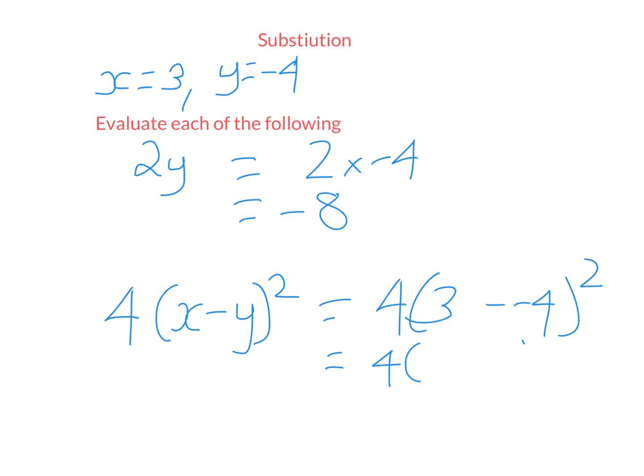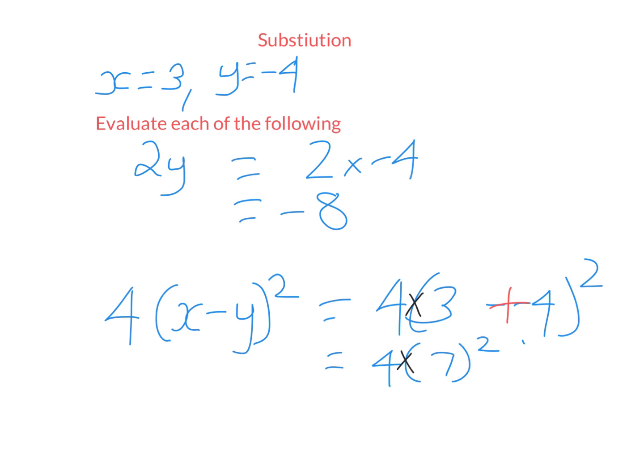3 subtract negative 4. Remember, subtracting a negative makes it a positive. 3 plus 4 is 7. So here we have 4 and 7 squared. Remember, if no operation is written in algebra, it's a times. Now, BIDMAS tells us to do indices or powers before multiplication. It goes B, I for index, that comes before multiplication.